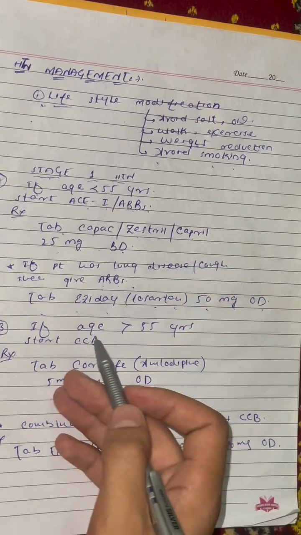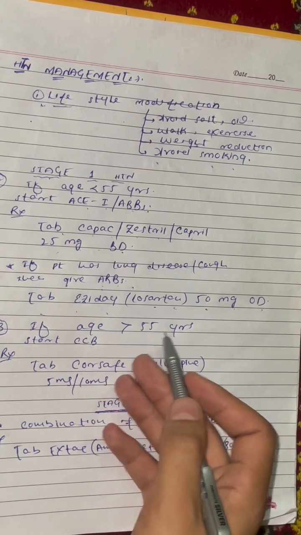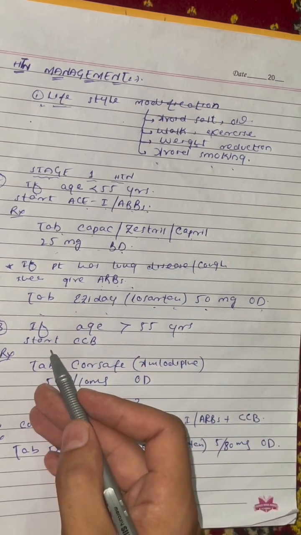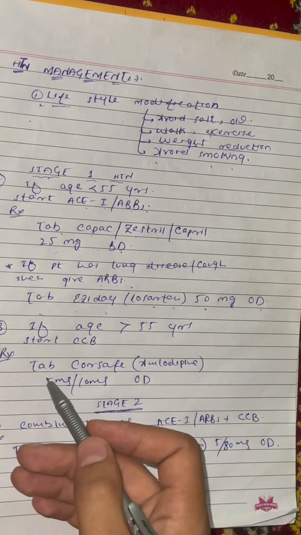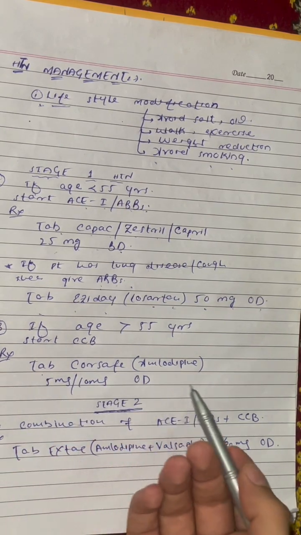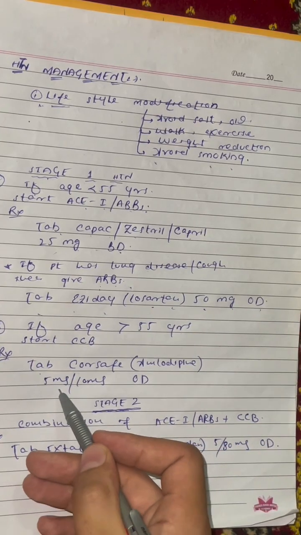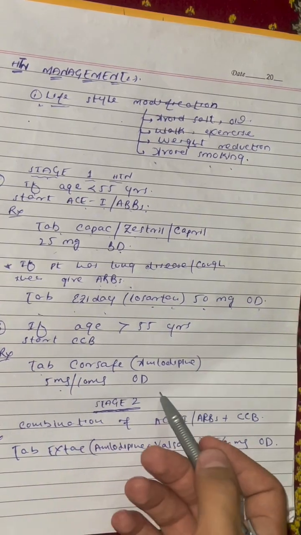Now, if the age of the patient is above 55 years, then we will start with a calcium channel blocker. That is Tab Corsafe, which is basically amlodipine 5 milligram or 10 milligram OD.